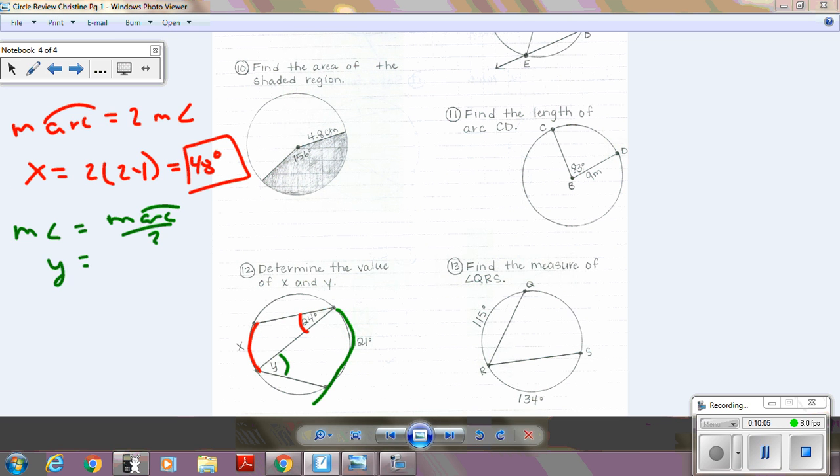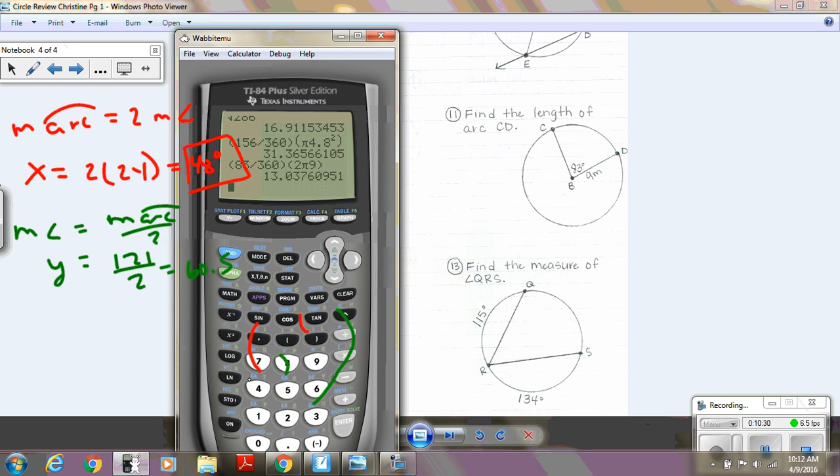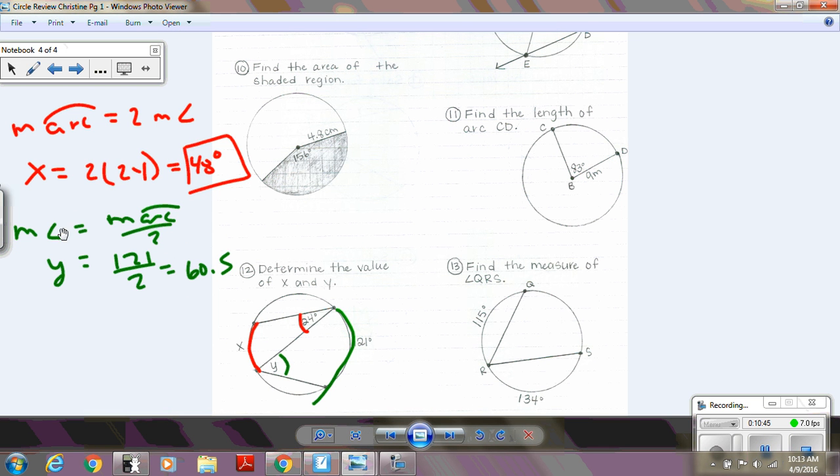Now y is this angle here, which is associated with this arc, 121. So on this one, the measure of the angle is equal to the measure of the arc divided by 2. So that means y is equal to 121 divided by 2, which is 60.5. Let me double check. Yes. All right. And it's degrees.